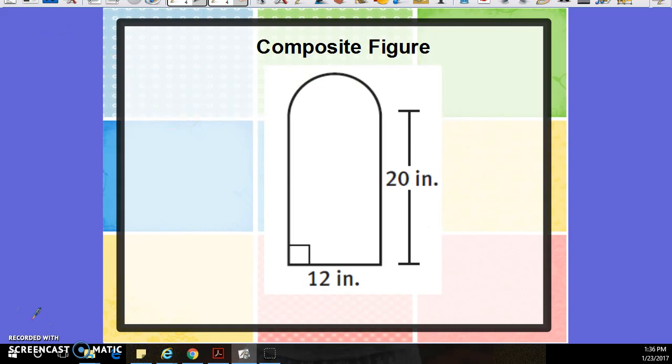Alright, so our next figure. Where do you think we should draw the line to decompose it, Joshua? At the top of the measurement for 20. So this is a rectangle, which is 12 times 20, which gives you what? 240.